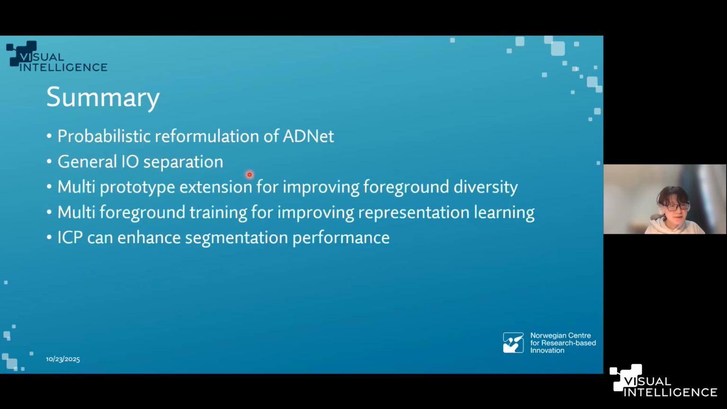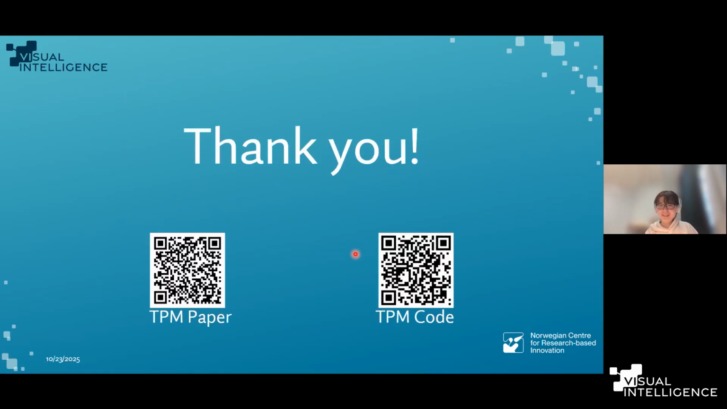In summary, TPM is a probabilistic reformulation of previous IO separation models, and it generalizes them. It provides general IO separation, and it allows multi-foreground and multi-prototype extensions for improving foreground diversity, and multi-foreground training for improving representation modeling. And we found that ICP can enhance segmentation performance. So, thank you for listening.